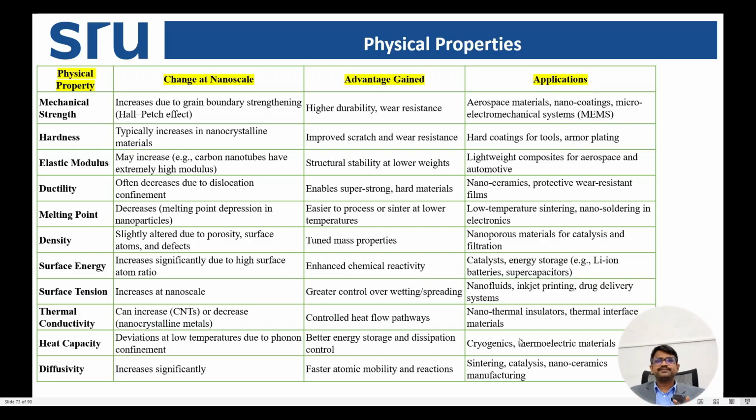So this is the glossary of physical properties. You can see that so many properties are changing. What are the reasons for all these changes? Two reasons mainly: one is surface to volume ratio, and the second one is quantum confinement.